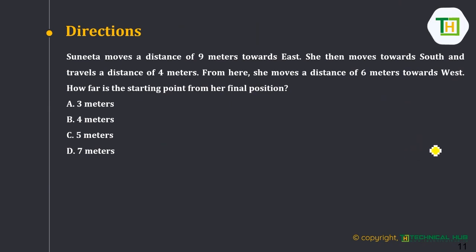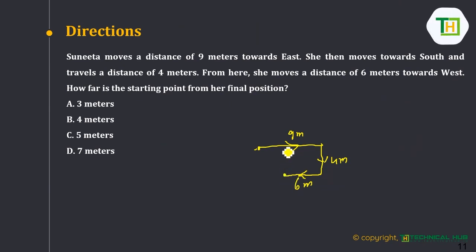Sunita moves a distance of 9 meters towards east. So this is the east direction, 9 meters. She then moves towards south and travels a distance of 4 meters. So this is the south, a distance of 4 meters. From here, she moves a distance of 6 meters towards west. So this is the west direction, 6 meters towards west. How far is the starting point from her final position?